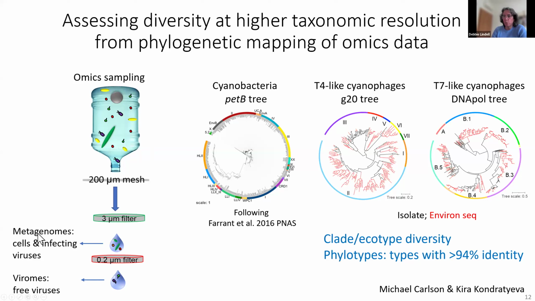And we've also done metatranscriptomics, but metatranscriptomics and metagenomics have shown pretty much the same results. So I'm just showing you the metagenomic data. And we make use, once again, of marker genes to have a look at the diversity of cyanobacteria and of the two major groups of cyanophages, T4-like and T7-like. And we're going to be looking at a clade level for both the cyanobacteria and the cyanophages, large groups, and also genomic or genotype diversity, phylotype diversity that's at the leaves of these trees as well.